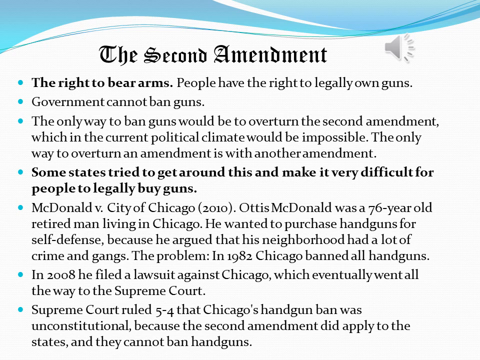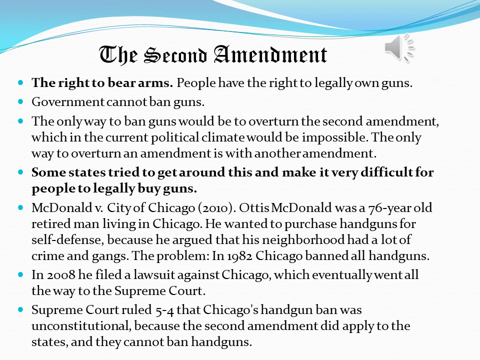So, some states try to get around this and make it very difficult for people to legally buy guns. It's a lot easier for people to legally buy guns in a state like Alaska than it is in New York State, the state of New York.